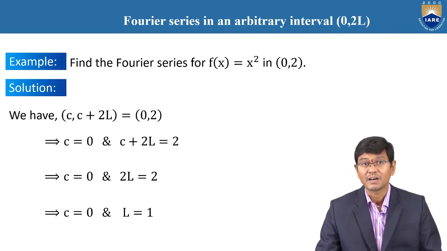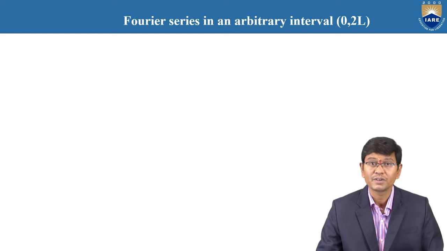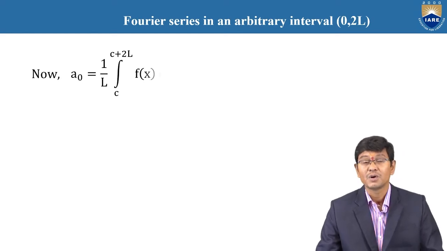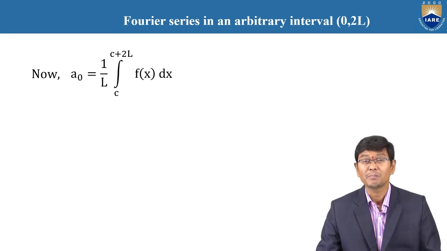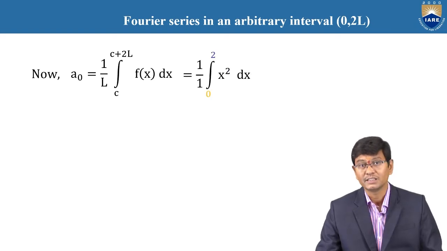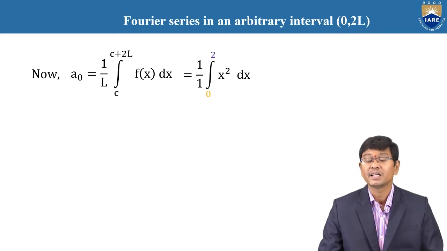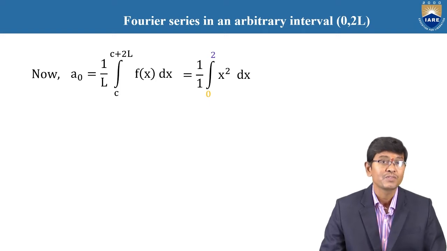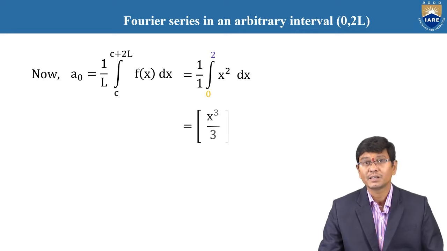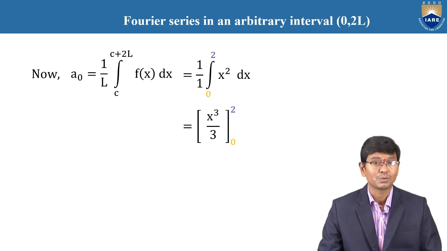Now we need to find the required Fourier series. For this purpose, first of all we need to find a0. Already we discussed that the value of a0 is equal to 1 by l integration c to c plus 2l f of x dx, and we have already identified that l is equal to 1. Therefore, a0 is 1 by 1 integration 0 to 2 of x square dx, because the given function f of x is equal to x square. Now we need to do the integration: the integration of x square is x cubed by 3, with the limits 0 to 2.